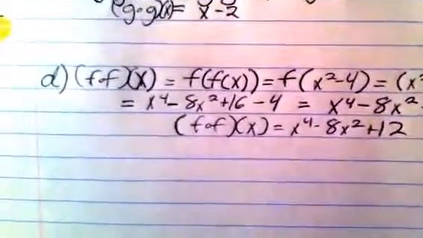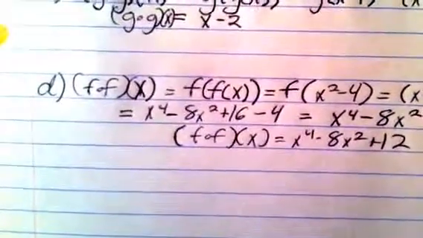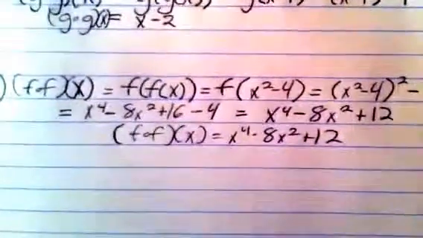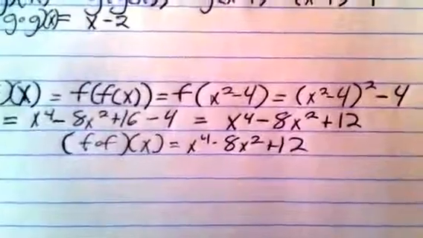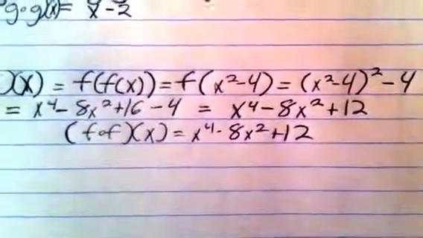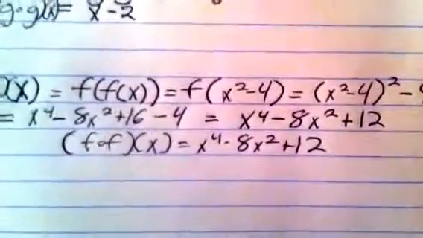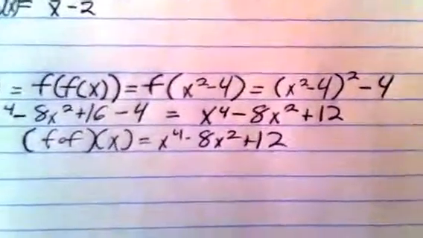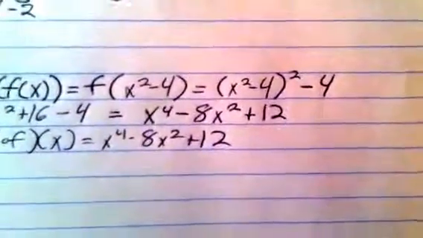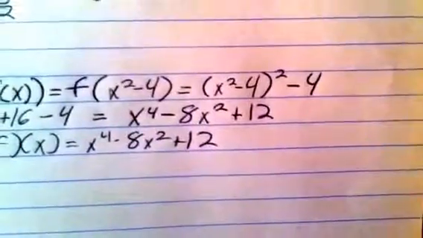And then, finally, we have f evaluated at f of x, which is equal to f of f of x, which is equal to f of x squared minus 4 by putting f of x into the parentheses. And then we simply put x squared minus 4 into all the x's in f of x, meaning we end up with x squared minus 4 squared minus 4.